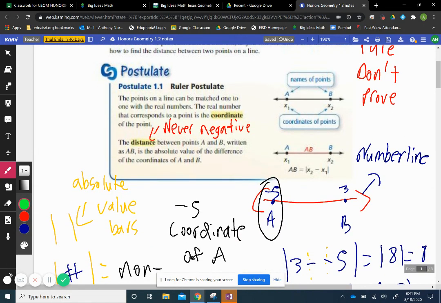So the ruler postulate: whenever you see number lines or you're using absolute value, you're using the ruler postulate.